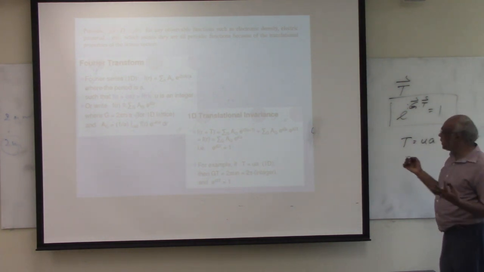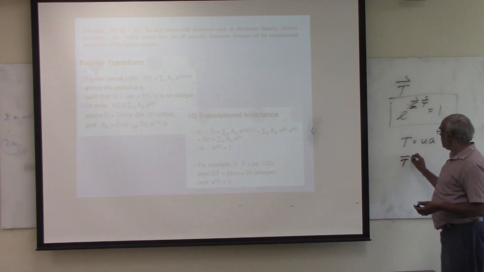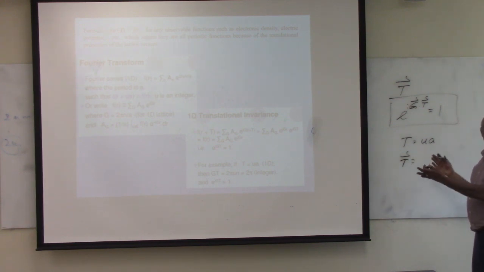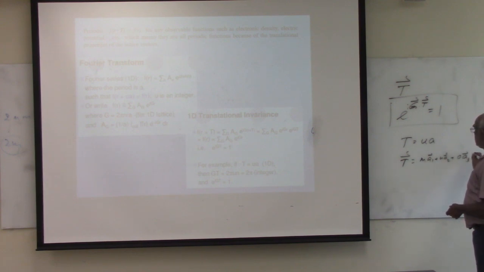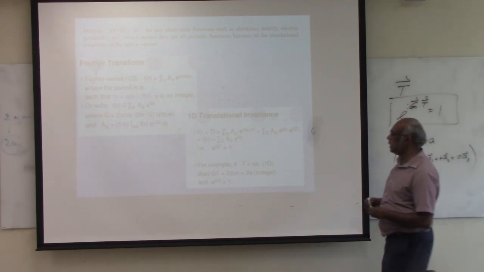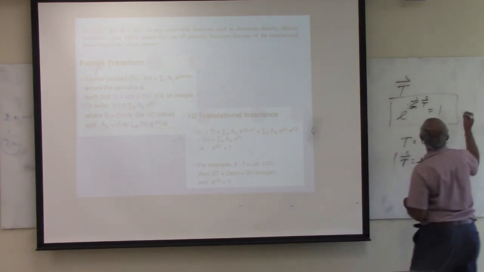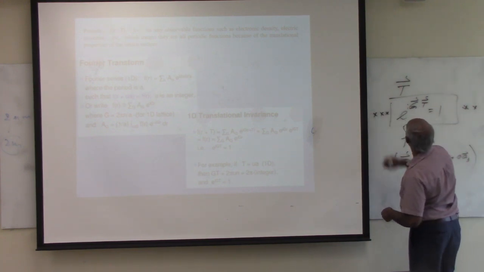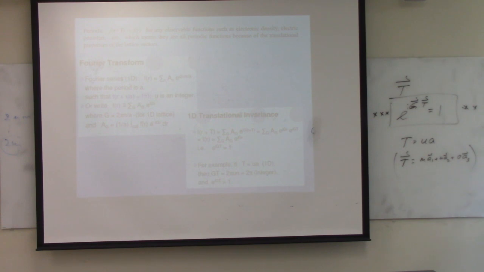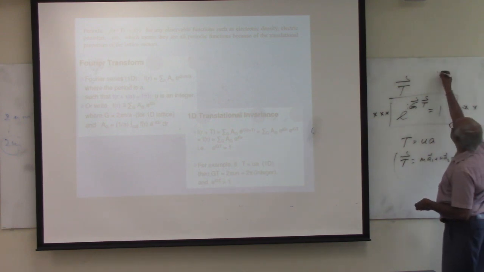The T, in this case, we just wrote as some constant times a. But in 3 dimensions, what is that value? T is the primitive vector, that is m times a1, n times a2, or o times a3. So that's the whole idea. But the important thing is, please remember this relationship if you have a periodic relationship.